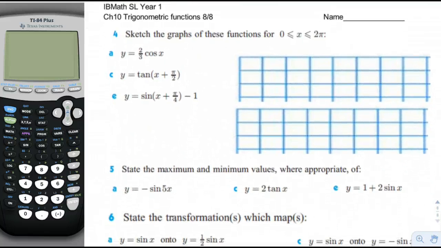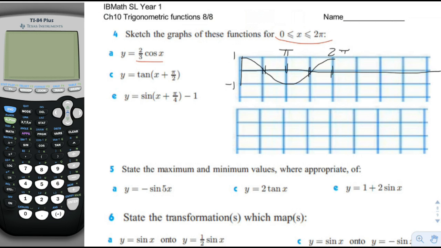Sketch the graphs of these functions for x between 0 and 2 pi. So let's see, the first one is 2/3 cosine of x. So what we're going to do first is draw a regular cosine function. And this regular cosine function, let's see, this will be pi over 2, this will be pi, this will be 2 pi, and this will be negative 1 and 1. Okay, so the regular cosine function looks like this.